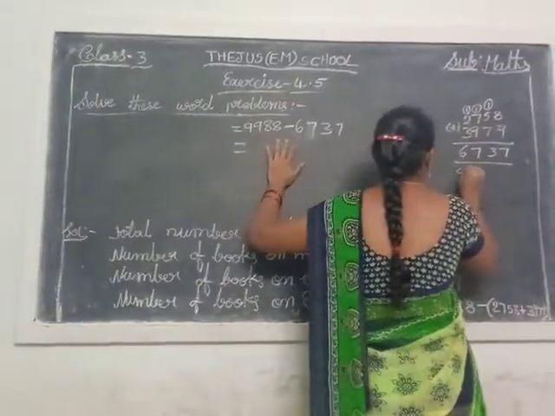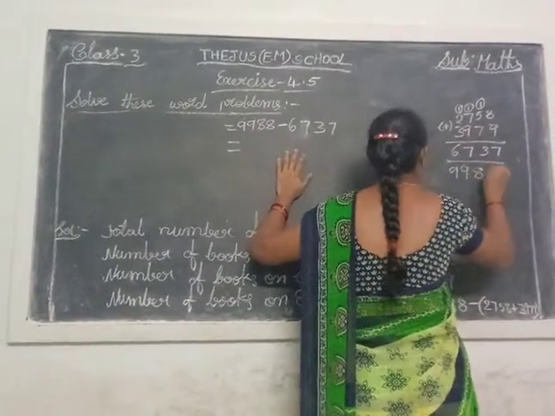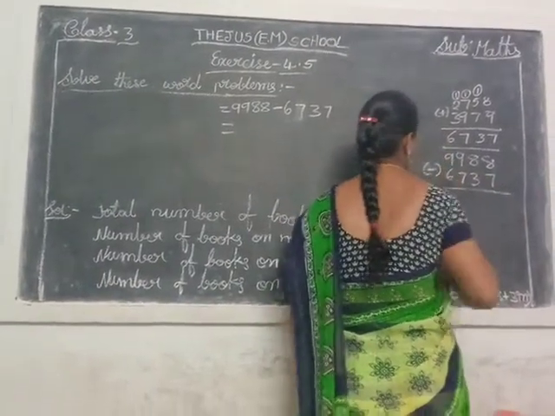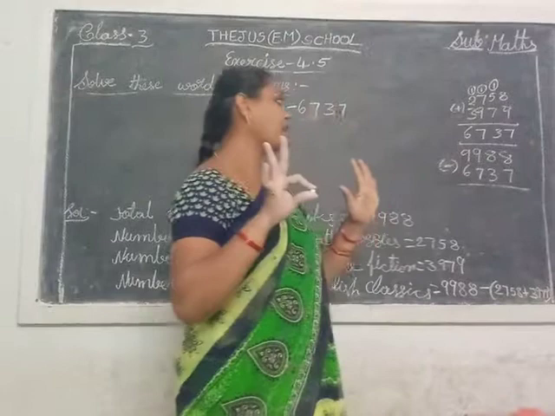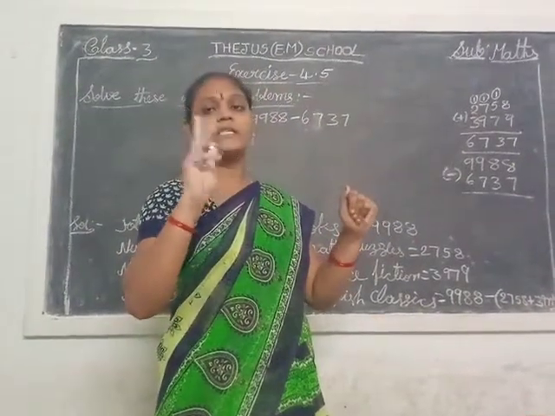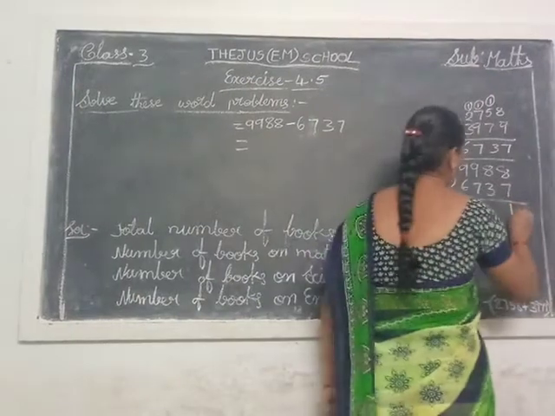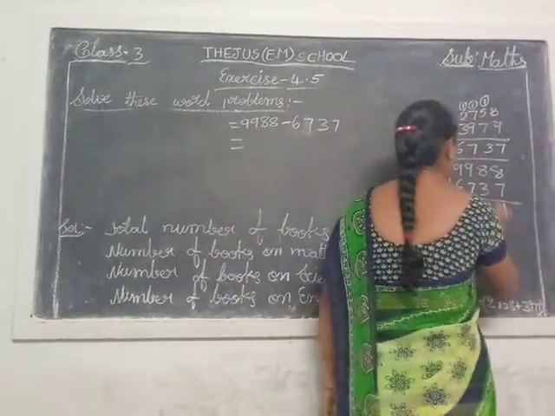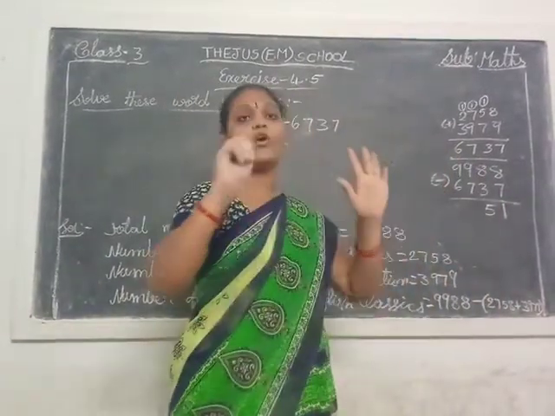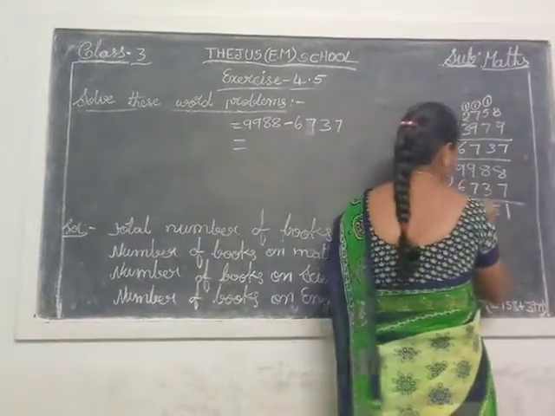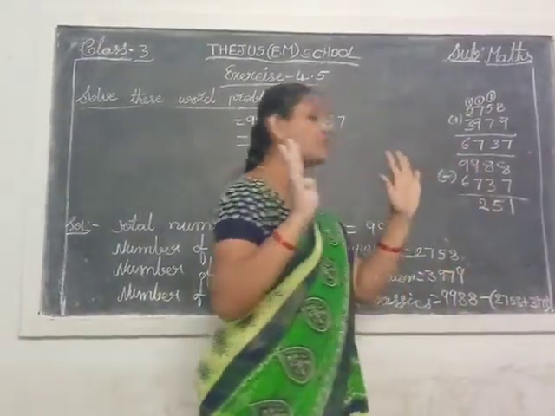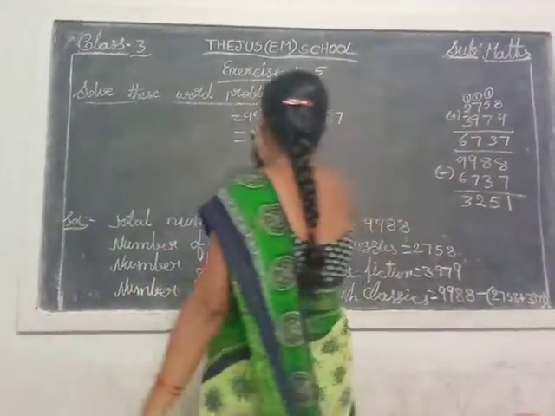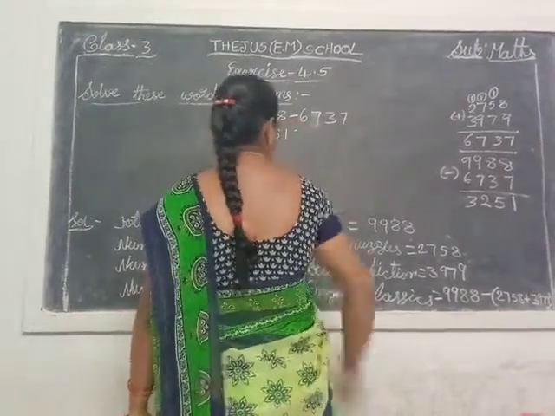Now you do the subtraction between these two numbers, 9988 and 6737. First you do the ones place, take 8 fingers, close 7 fingers. 5, 6, 7 and 1 finger is there. So remaining 1. And tens place, take 8 fingers, close 3 fingers. Remaining 5 is there. And hundreds place, take 9 fingers, close 7. 4, 5, 6, 7. Remaining 2. Last, take 9 fingers, close 6 fingers. Remaining 4, 5, 6. Remaining 3. So 3251.